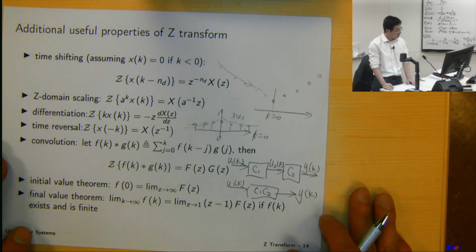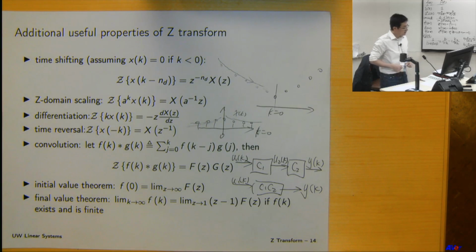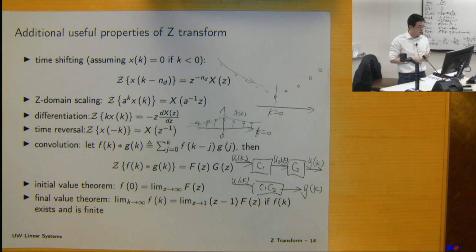The final value theorem is as follows. The final value theorem is saying if you want to know what happens to your sequence at time infinity, just let z go to 1, and then evaluate (z minus 1) times F(z). Slightly different in the continuous time case as well.